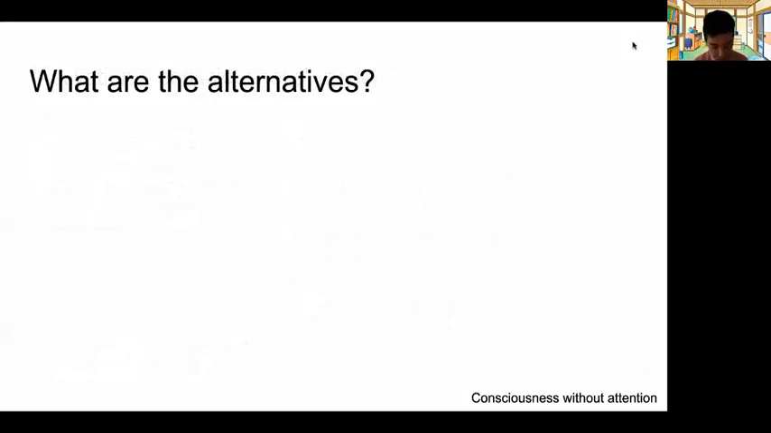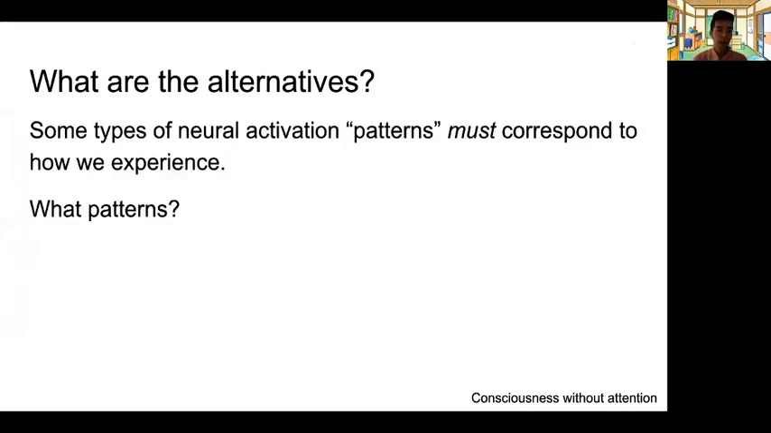Now comes the upshot of all these consciousness lectures of the last three weeks. What are the alternatives? First of all, some types of neural activation patterns must correspond to how we experience. It's not the simple activation amount. And then, what kind of patterns? That's the next question.